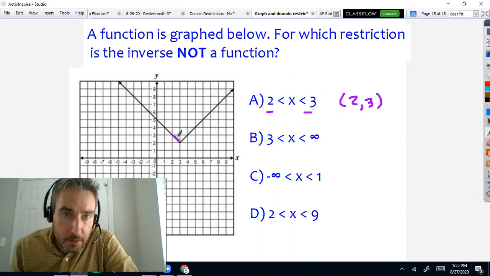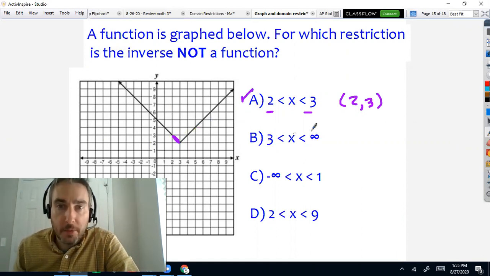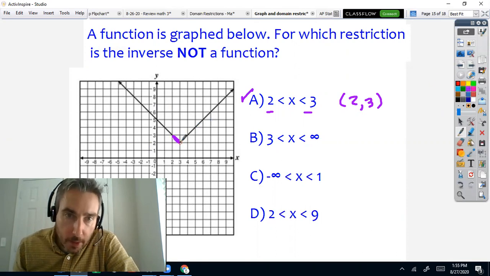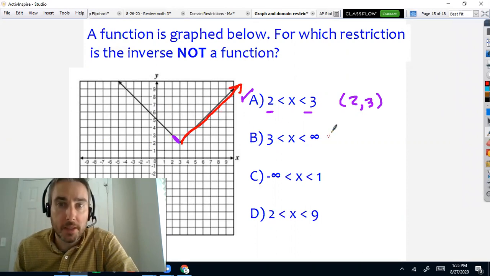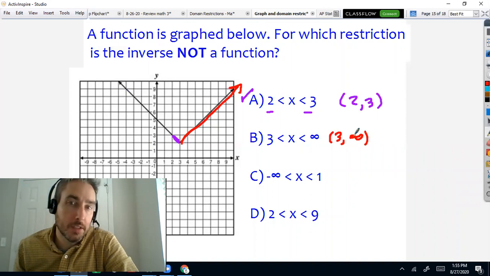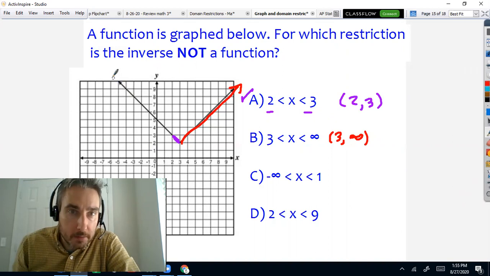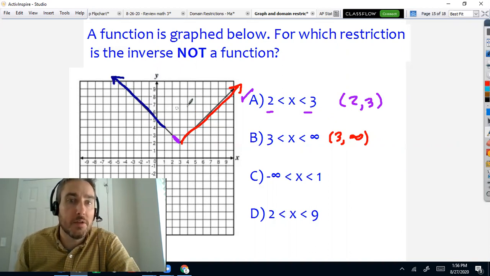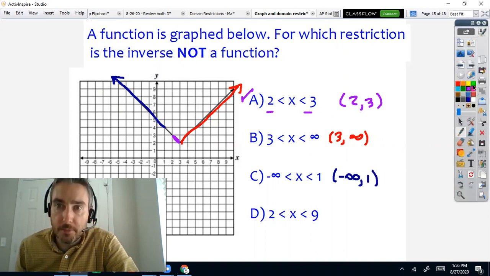Between those two numbers, if that's the only part graphed, the inverse is going to be a function because it passes the horizontal line test. So that's good, right? If it's between 3 and infinity, that would be here to there forever, and of course, that passes the horizontal line test, so that's good. If it's between -infinity and 1, then it's going from the left up until it gets here. Again, that passes the horizontal line test. You can throw a horizontal line in there and the inverse will be a function. So it's good, which means that the last answer choice is going to be the one that doesn't work.